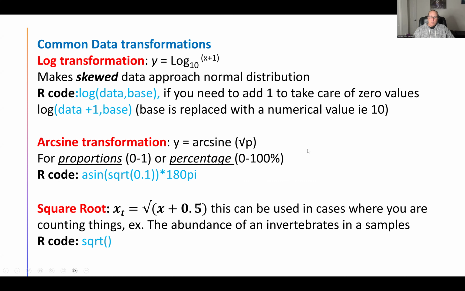You can do an arcsine transformation. This is really for things like proportions or percentages. This is the code for that. And then square root is what you use if you're counting a bunch of stuff, like the abundance of something in a sample. And these are the codes for it. That's it for data transformations.